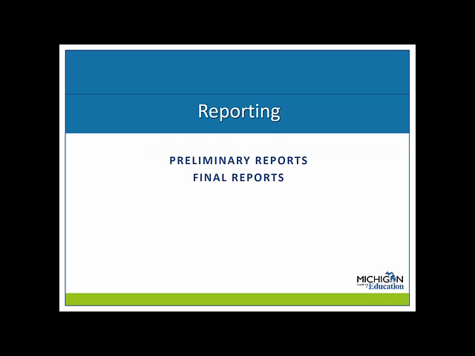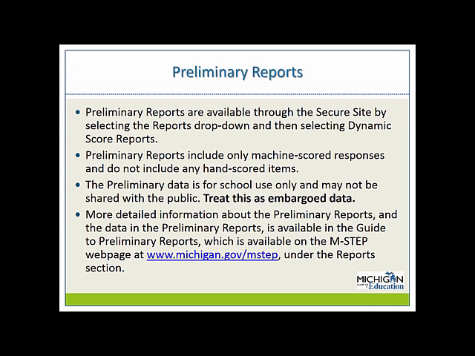In this section, I will discuss the preliminary and final reports. The preliminary reports are currently available and will remain available until final reports are released. They are accessed through the secure site by selecting the Reports drop-down and then selecting Dynamic Score Reports. The preliminary reports include only machine-scored items. They do not include any hand-scored items. And it is also important to remember that preliminary data is for school use only and may not be shared with the public. Schools must treat this as embargoed data.